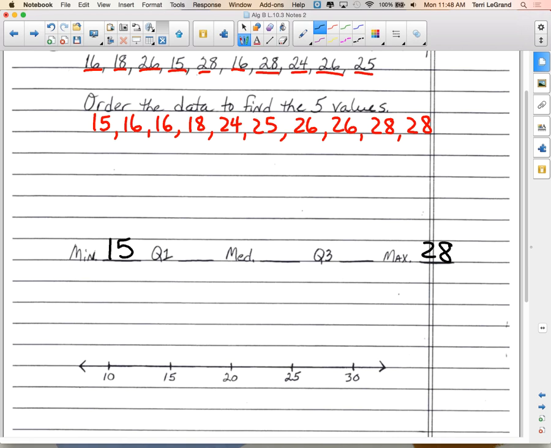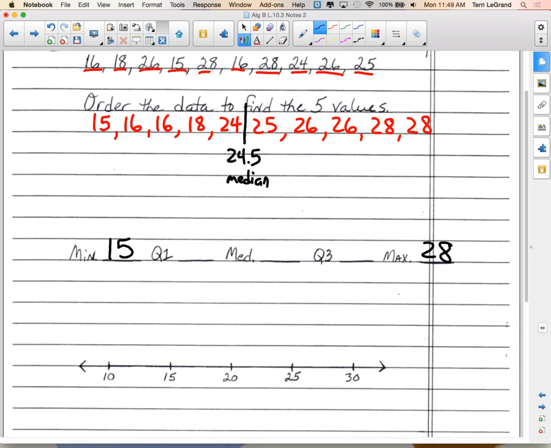Okay, so if there's an even number of data values, that means the median is halfway between those two, right? Do we really have to add those together and divide by 2, or do you think we can tell what the median is? Yeah, it's halfway between, 24.5. This is our median of the whole data set.